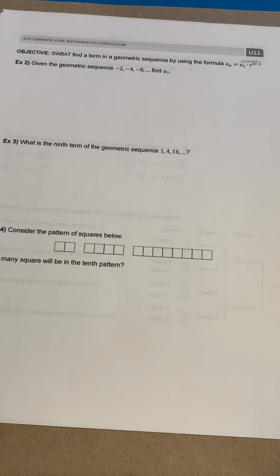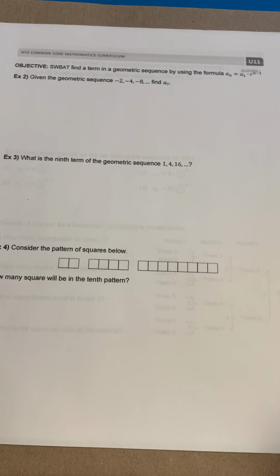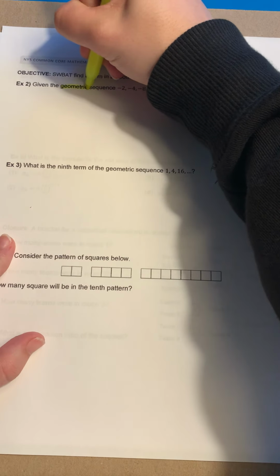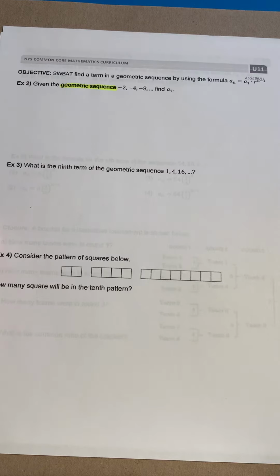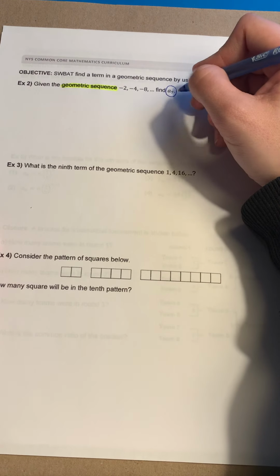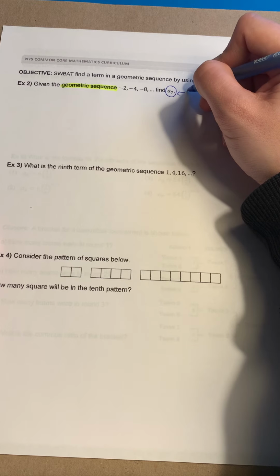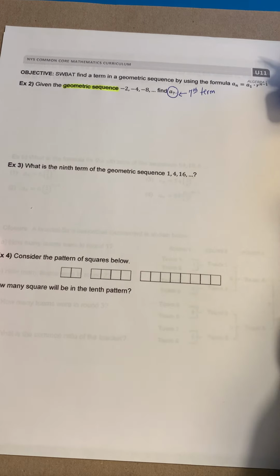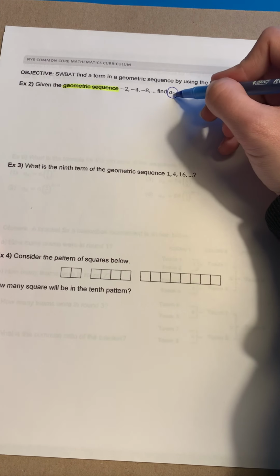Taking a look at the next page. Example 2. Given the geometric sequence, I'm going to highlight that right away. That's our new vocab for today. Geometric sequence: -2, -4, -8, and so on. They want us to find a sub n. Okay, so you have learned that a sub n is really the same as the 7th term, and you could also see it as f of 7, both ways. That's what they want us to find.